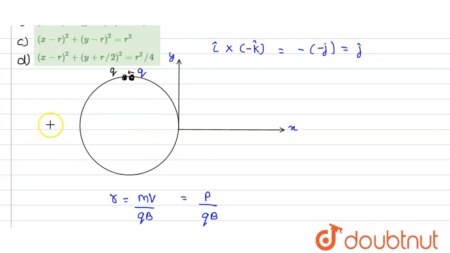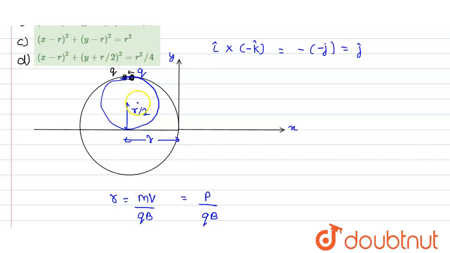Now if we draw this, what would be the new trajectory? Because the radius becomes half of the initial radius, the trajectory would be like this. It would just be touching this, and only then could it have a radius of r divided by 2. The total distance from here to here would be equal to r. This is the new trajectory.